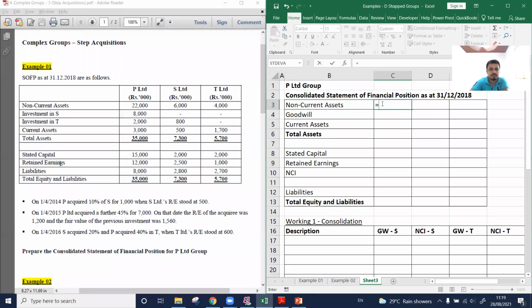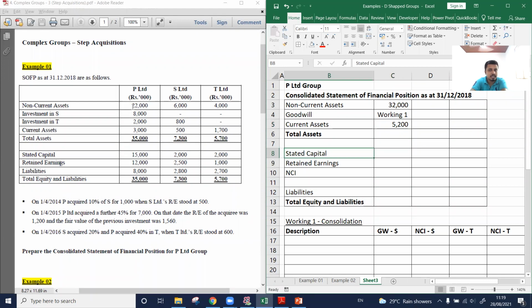Non-current assets: parent company 22,000 plus S Limited 6,000 plus T Limited 4,000, altogether 32,000. Goodwill we will take from our working number 1. Current assets: 3,000 with respect to the parent, S Limited 500, T Limited 1,700. Assets and liabilities, line by line addition, right?